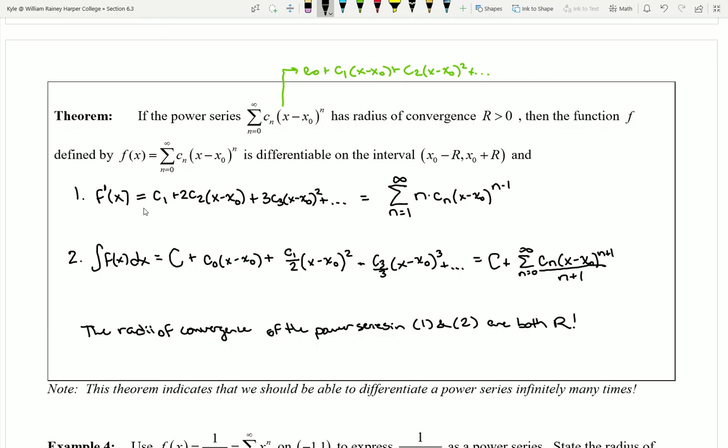So this is really, really powerful. And if you take a look at the note near the bottom, this theorem is ultimately saying that we can take the derivative of a power series or its antiderivative as many times as we're capable of continuing to calculate each of those respective things. So in the next couple examples, we'll see how exactly we can utilize this to find some power series for some new kinds of functions.